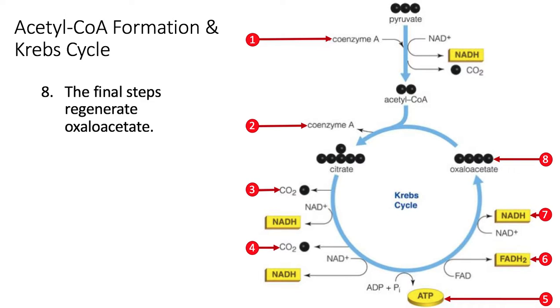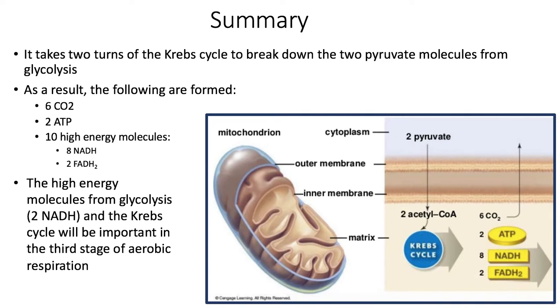And then in step 8, we're going to regenerate that oxaloacetate, that fancy 4-carbon molecule, so that we can keep running the Krebs cycle over and over and over again. So that, in a nutshell, is how the Krebs cycle works. But here is a nice summary for you. It takes 2 turns of the Krebs cycle to break down a whole glucose molecule because the Krebs cycle uses 2 pyruvates from 1 glucose molecule.